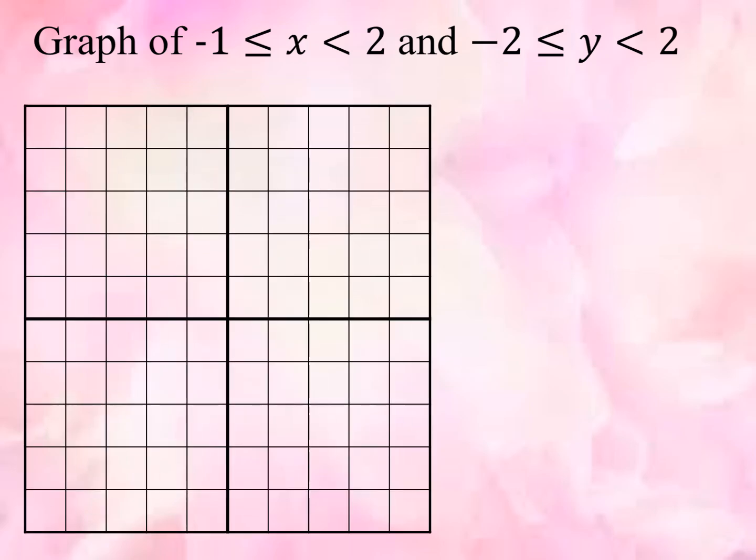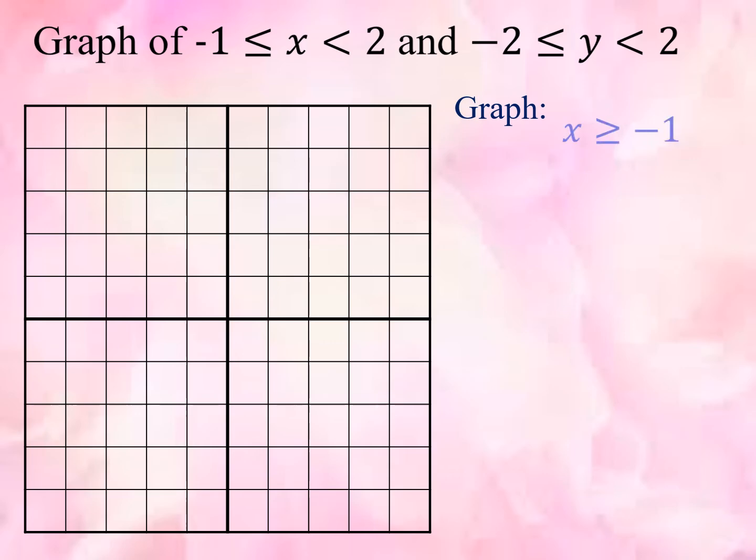Now let us have a combination of your x and y. So first we are going to graph x is greater than or equal to -1 but less than 2. And then afterwards, we are going to graph y is greater than or equal to -2 but less than 2. So we are going to graph one at a time. So from here, using the coordinate plane, let us graph first x is greater than or equal to -1.